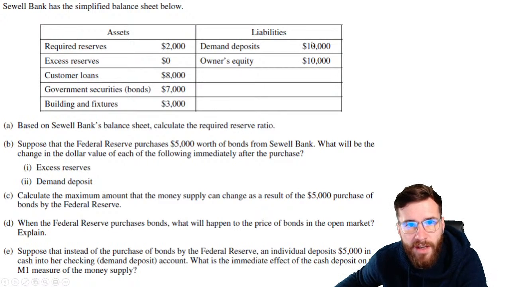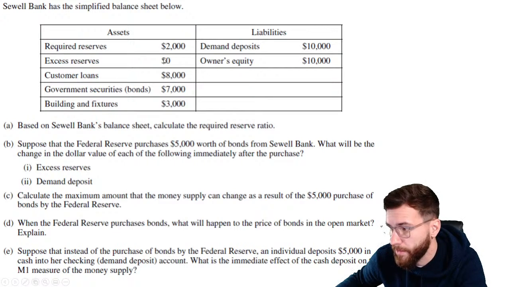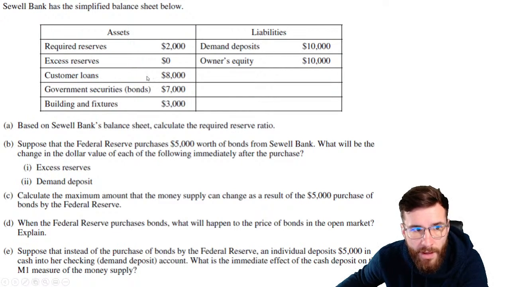So this bank balance sheet's got a couple more things on it. We got demand deposits again, which is a liability. We got owner's equity, which again is a liability. We got assets, what the bank owns. They have $2,000 in required reserves. Right now, they don't have any excess reserves. So if you were to walk in the bank right now, they can't lend anything out. They would say, sorry, we can't give out any loans right now because we don't have any cash, unless someone deposits more cash and this value goes up. So far they've given out $8,000 in customer loans, so customers are paying that back over time.